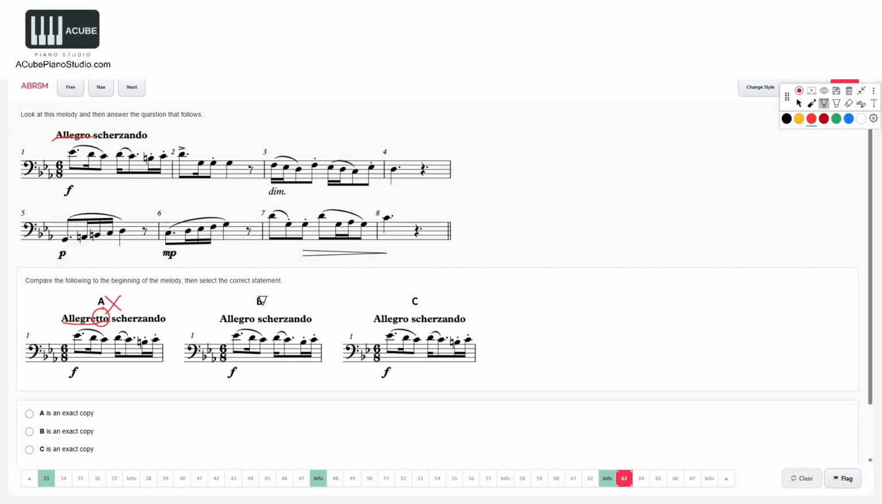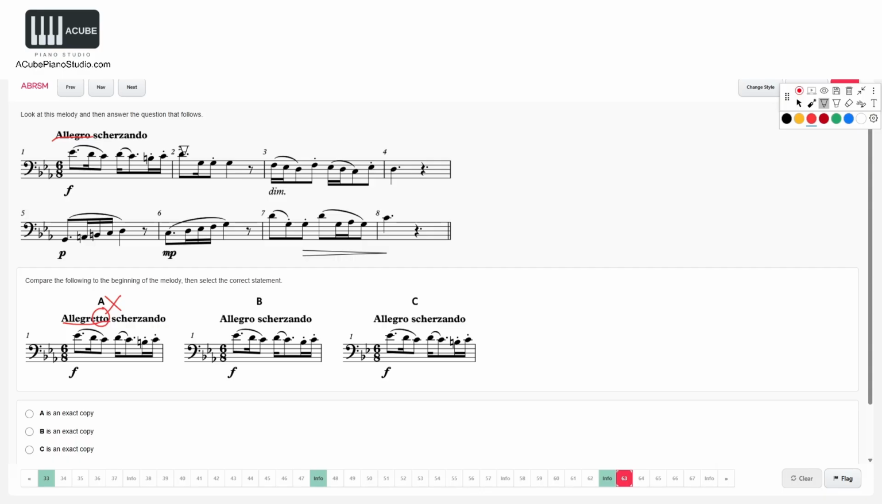Moving on to B. Okay, again, bass clef and bass clef. Key signature, the same. 6/8 time, 6/8 time. Okay, let's check the terms: allegro crescendo, same. Great. Dynamics, only one dynamic here is F, loud. Here is also F, loud. Great. With that, let's check the notes. Are they the same?